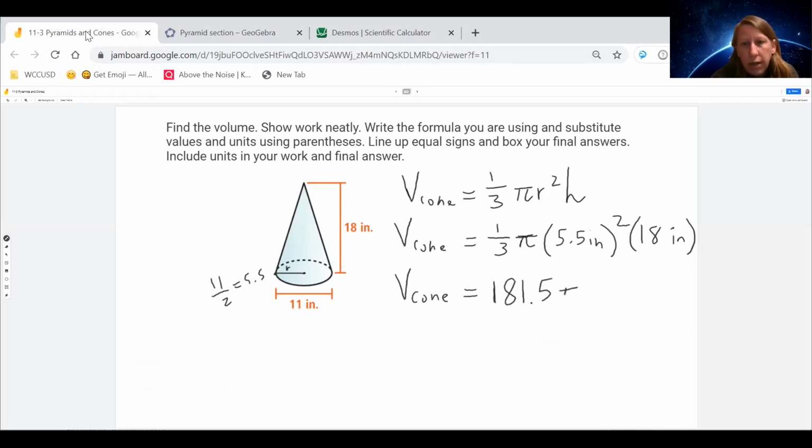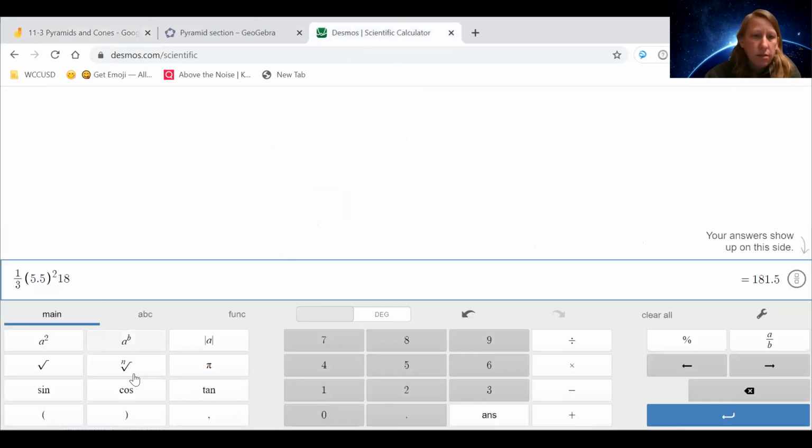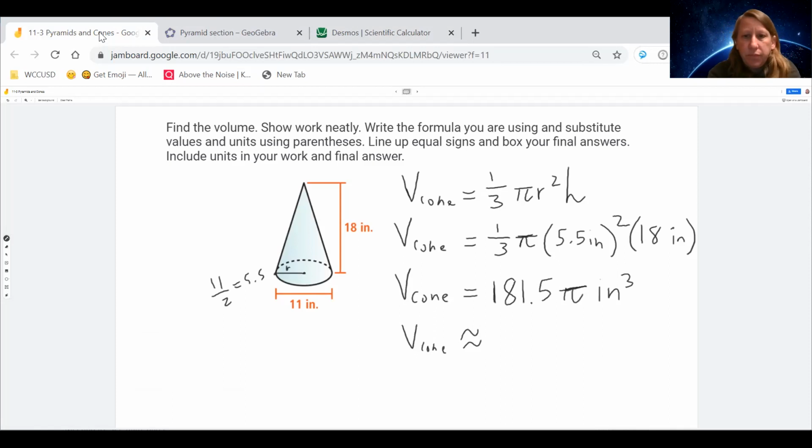181.5 pi. And then inches times inches is inches squared times inches is inches cubed. You could put it like that. Or we could put pi in there and we could get our approximate answer, which is like a pi button, boom, 570.2-ish.